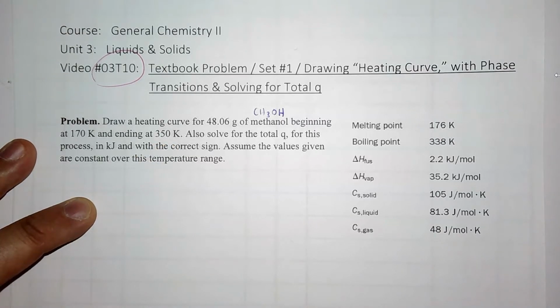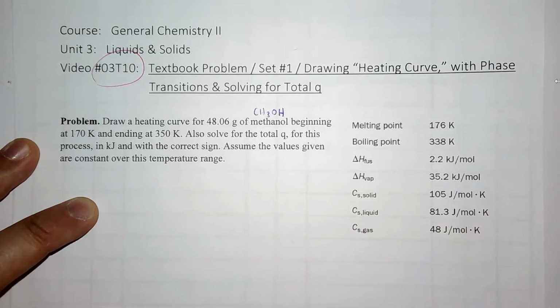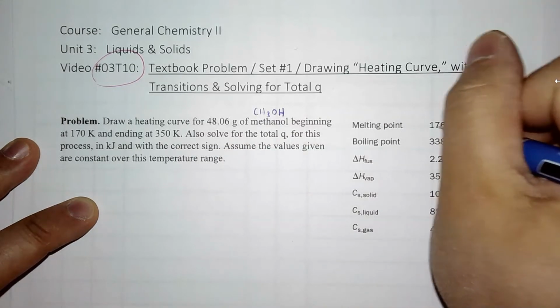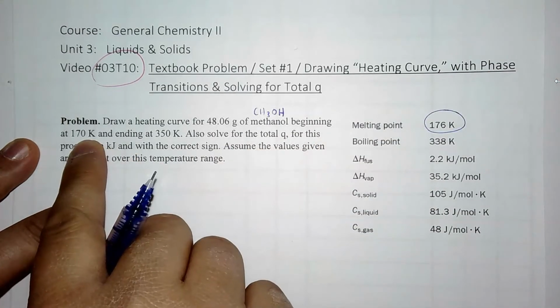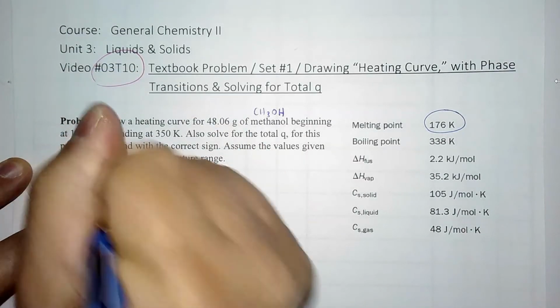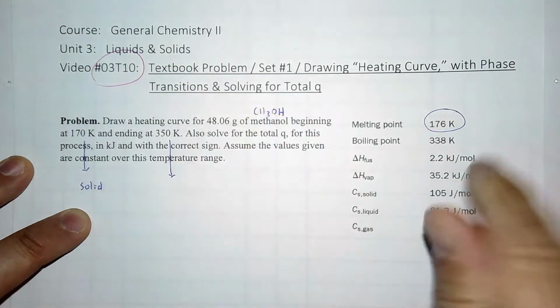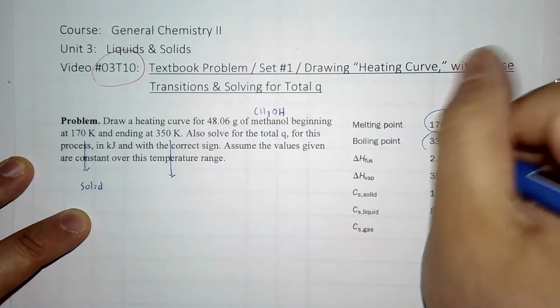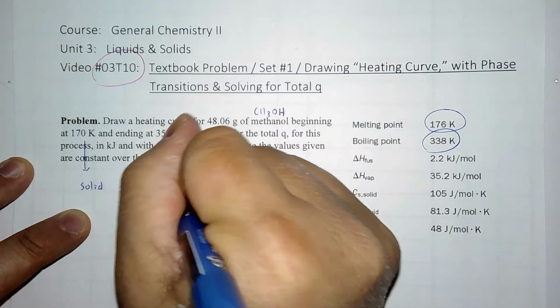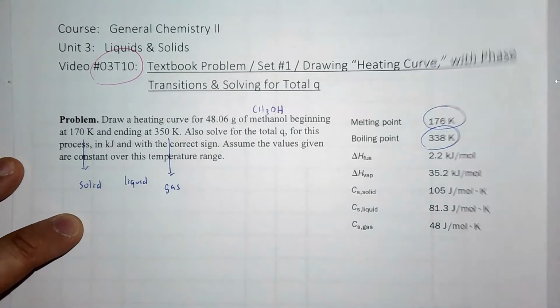Okay, we are not using water, so we're not going to automatically know the boiling point and the melting point for this solvent. So the melting point is 176 K. That tells me we start below it, so this start is a solid. We are below the melting point. And what about this 350 K? We're above the boiling point, so we're going to end up with a gas. So at some point, we're going to have to go through the liquid phase.